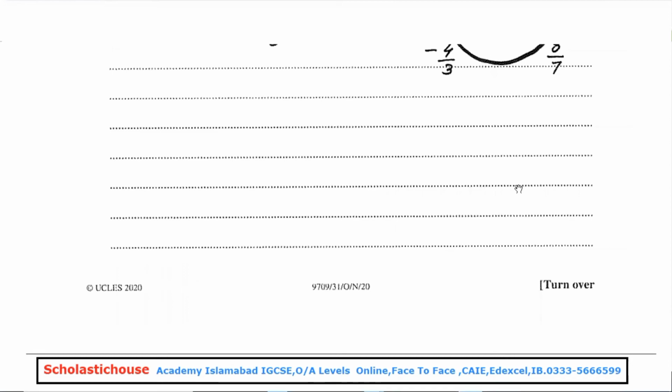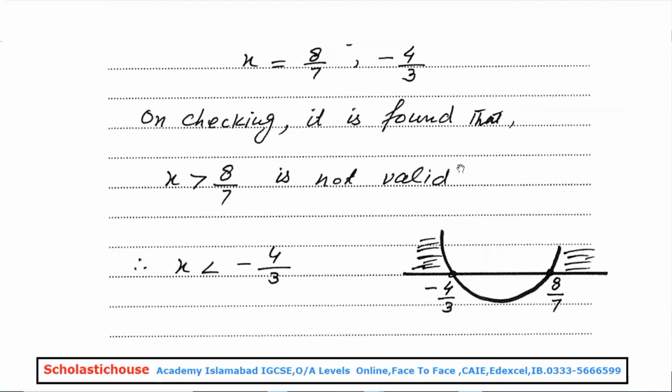So in the 2020 specimen paper, February-March paper, May-June and October-November 2020, there are only 4 questions I found from all variants on the topic of modulus inequality. So these are the questions and their solutions.